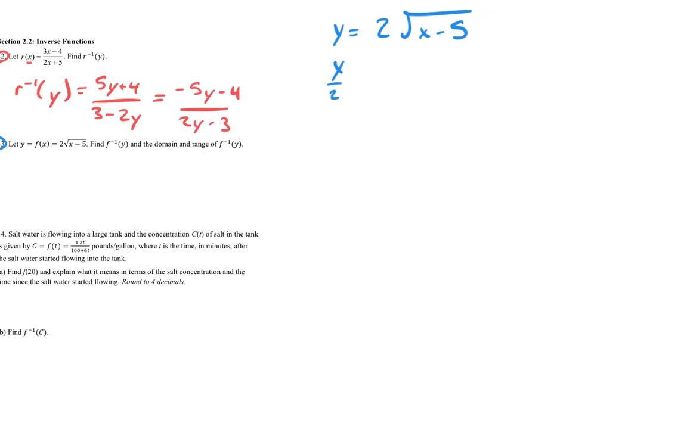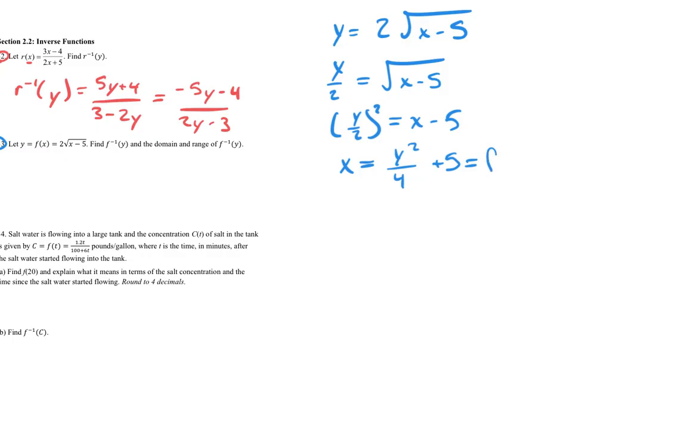So we'll have y divided by 2 equals the square root of x minus 5. So now we can square both sides. If we do that, that will get rid of our square root. This is y over 2 squared here. And then we just want to add 5 to both sides to get x by itself. So y squared over 4 plus 5. Okay. And solving for x also gives us our inverse function in terms of y.